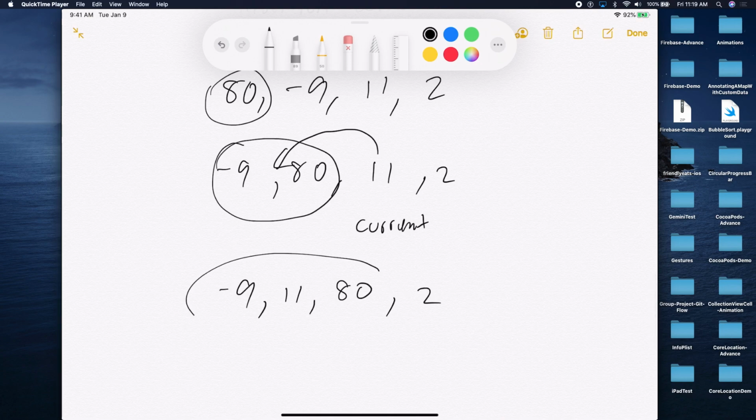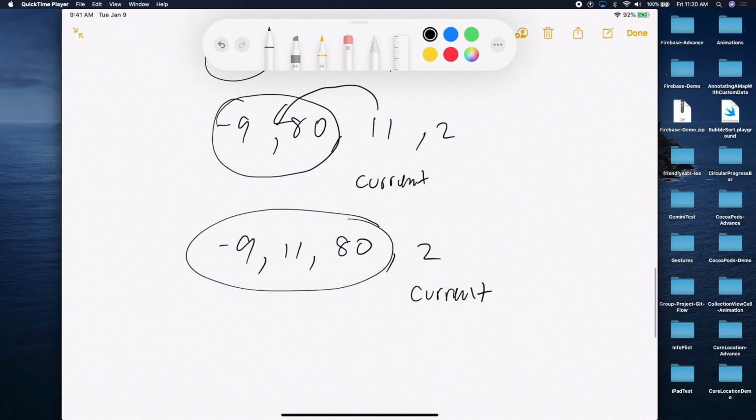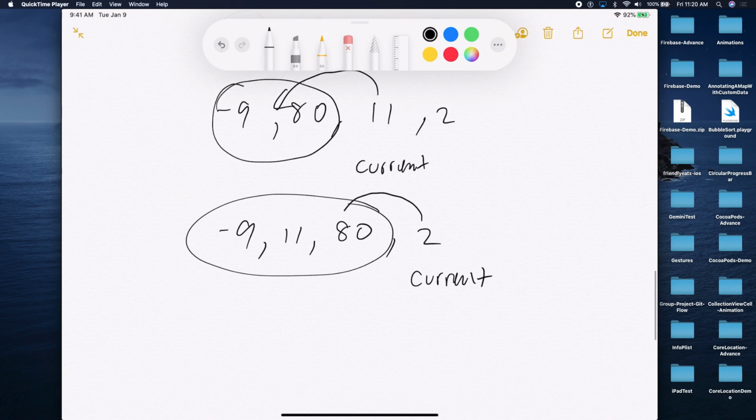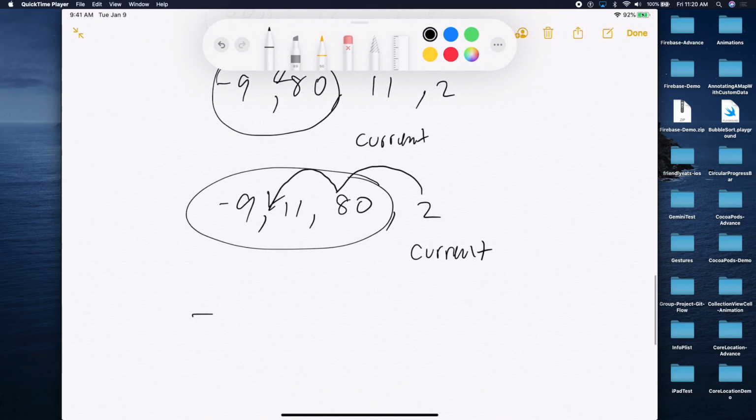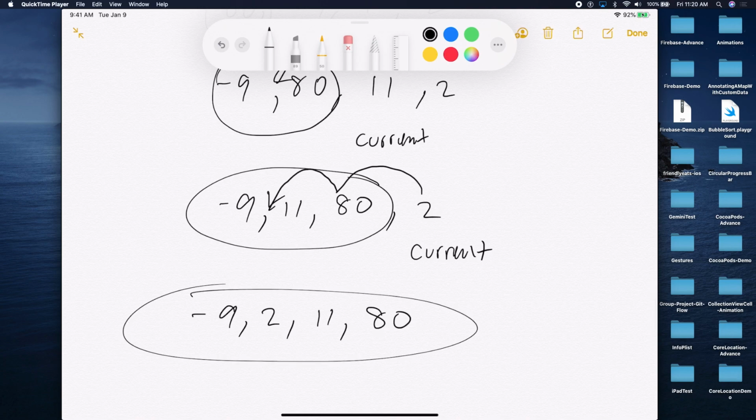So currently this part of the array is sorted. Where's my current? My current is at 2, right? So left of current is sorted. Now we want to sort our last element. We take 2, and we put 2 in its correct position. So at that point we have minus 9, 2, 11, and 80. So here we have our sorted array.